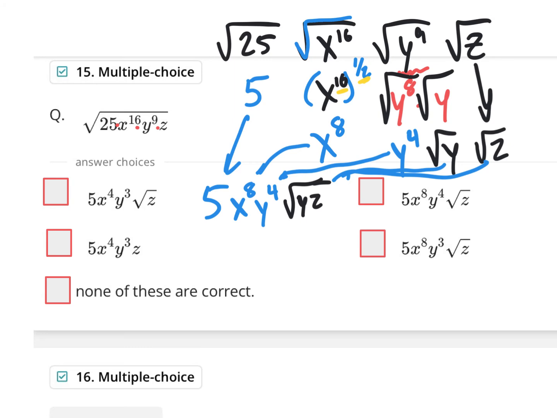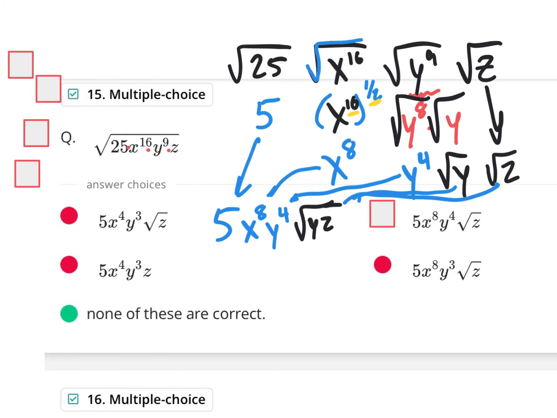As you could see, none of these are your answer. So that's why this is the only one that has a green dot. The other ones are obviously incorrect. Whoops. Anyway, let's move on.